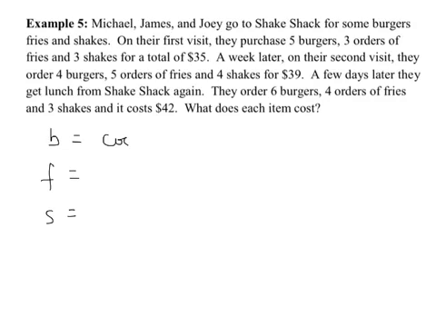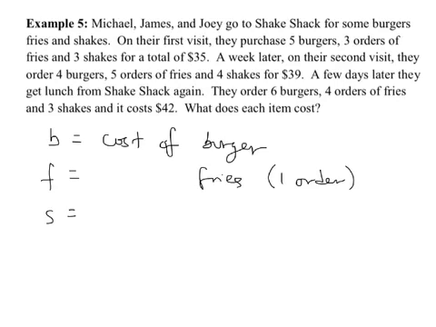So cost of a burger. Cost of fries, and I'm going to put one order. So we know that fries, even though it's plural, is one order, singular. Okay? And cost of a shake. I'm not going to say cost of a fry, that's weird. Right? Cost of one order of fries, I guess. Whatever. Now, those are our givens. We have 3 scenarios. Clearly, we have 3 variables. This is going to work. Okay? It's going to work.